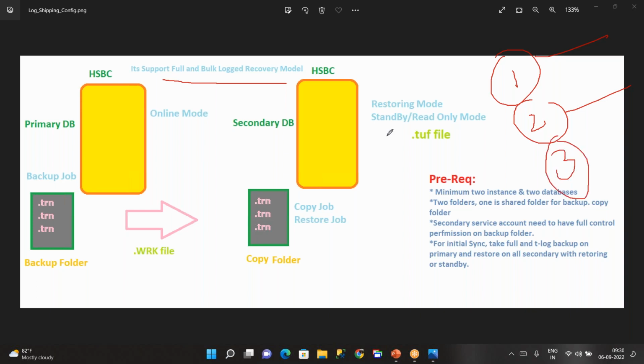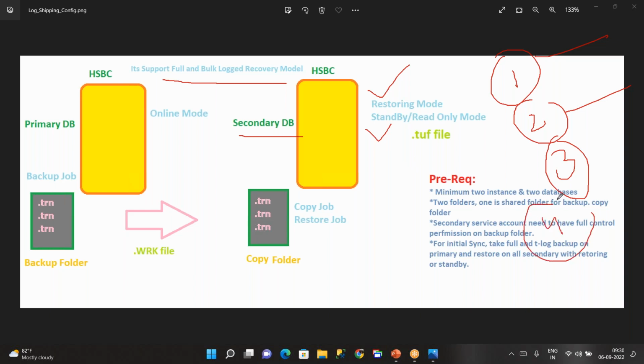Third point, your secondary database should be in the restoring mode or in the standby mode. It should not be online. Only primary will be online. Your secondary is always in the restoring mode or standby mode. That is the third point.